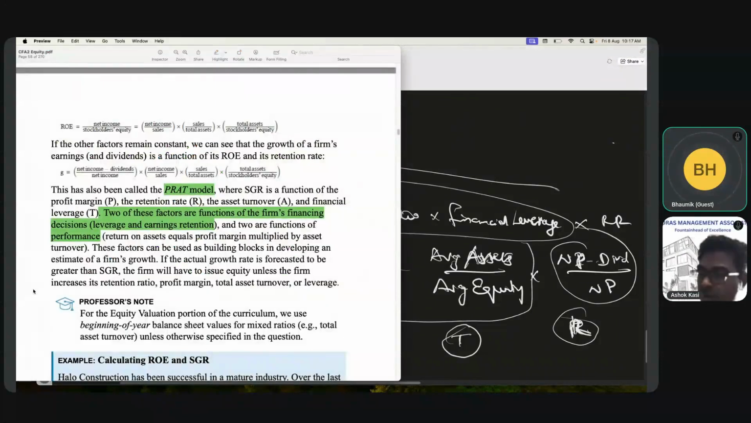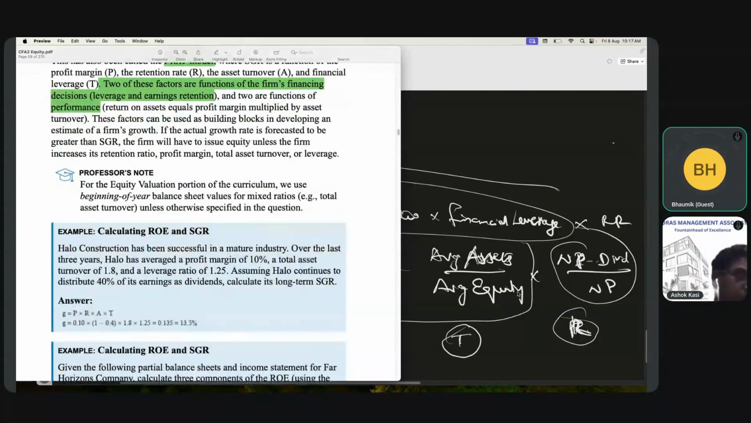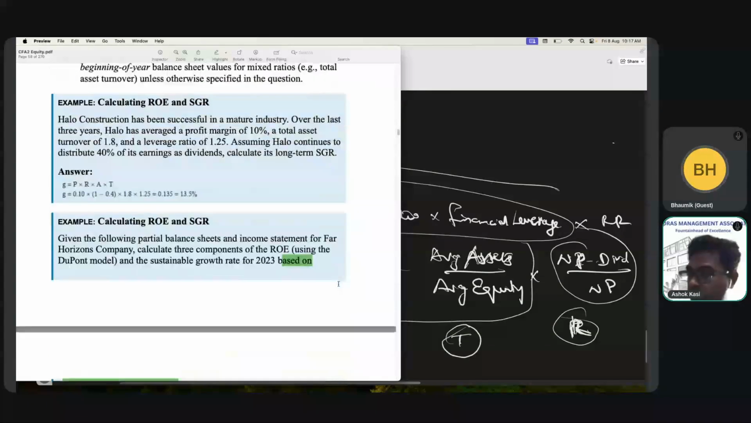Now you can shuffle it the way you want. Now you want to try this sum? Yeah, I'll do it.